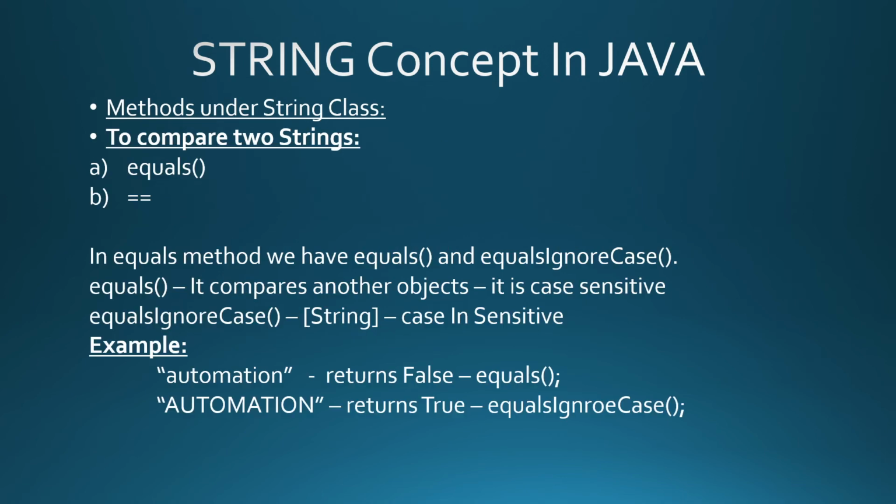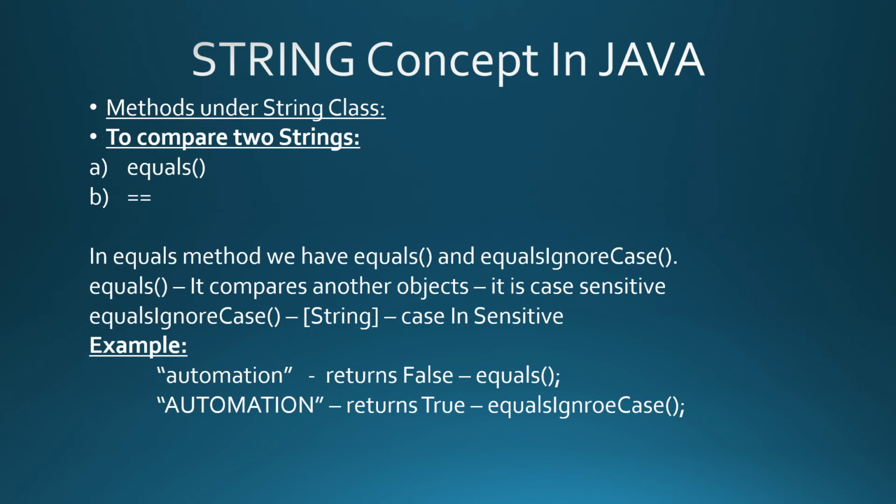The next topic is comparing two strings. How can we compare two strings? With the help of the equals method and the double equals operator. In the equals method, we have equals and equalsIgnoreCase. If we are using the equals method, it is case sensitive.